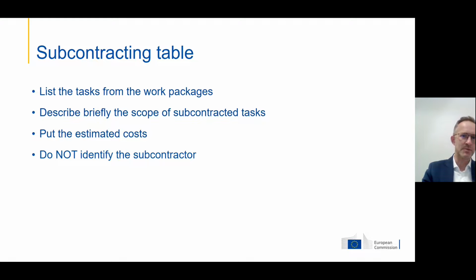So, subcontracting table. You will have a list of tasks in your work packages. Please repeat them in the subcontracting table. Please briefly describe what these tasks are about, what you will be subcontracting, what the other contractors will be delivering for you in a brief manner. Then put your best estimated cost, especially if you don't know yet. Don't worry if these are just estimates and they will change later.